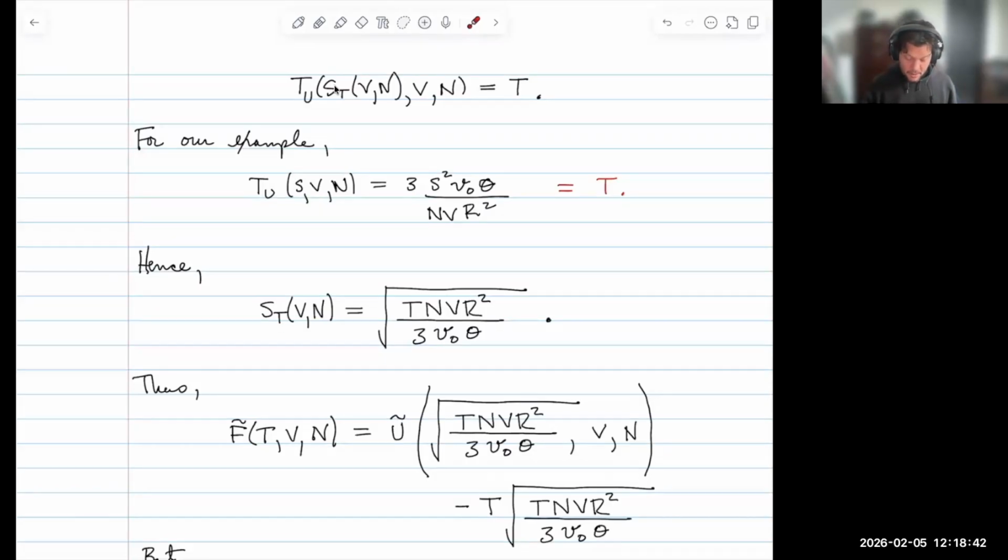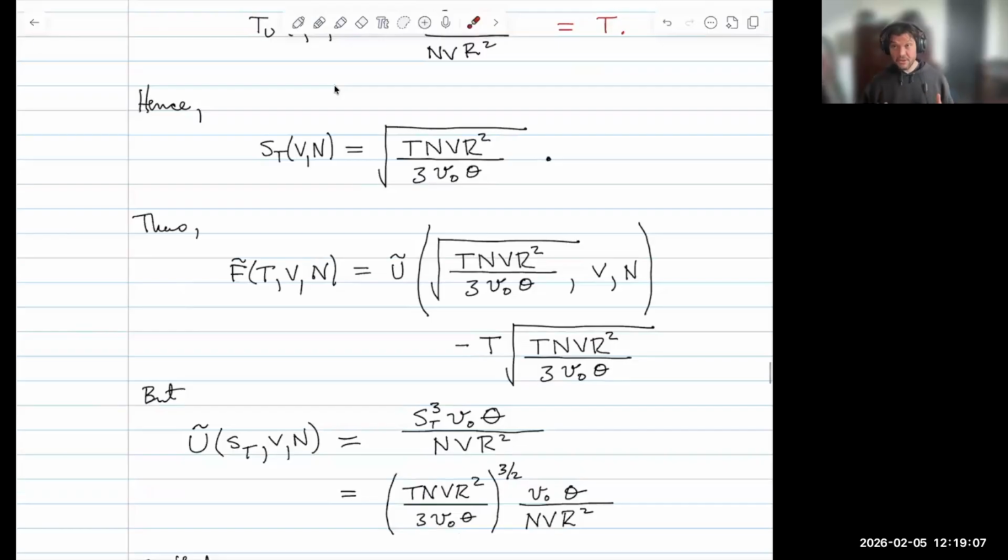So I want to solve for S in terms of T, V, and N. Is this possible? Yeah, it's possible. Just solve for S. This involves just taking a square root. Well, throw everything that you see here to the other side and then take the square root. You get this function. So notice that this is a function of T, V, and N.